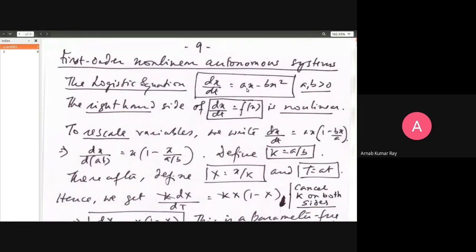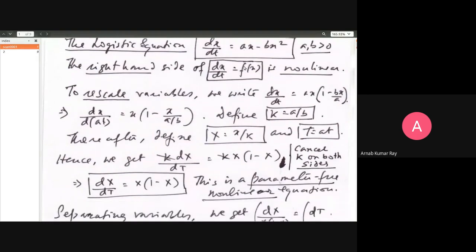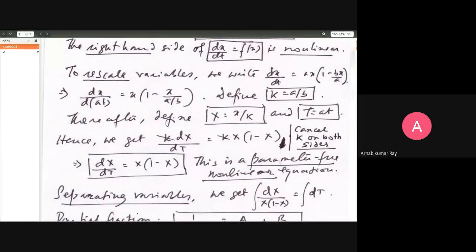That is number one. And number two, you immediately know what the time scale of this equation will be. The time scale of this equation will be 1 upon A. A has the dimension of inverse time. You can see A into t will be a dimensionless quantity. Therefore, capital T will be a dimensionless rescaled time.